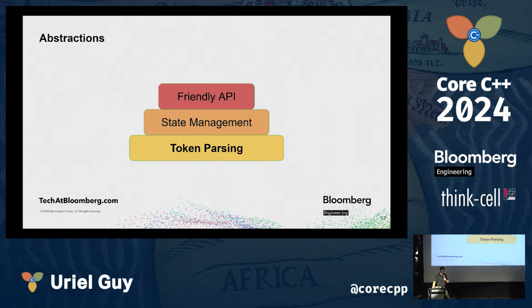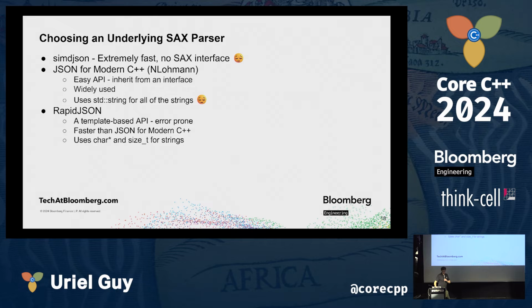The first thing that we have to do: there are three general levels of abstraction here. One is token parsing, which is taking all of the data from the underlying library and dealing with it. The next one is state management, and once we have all of those, we can start talking about how to build an API that users would actually enjoy using. So, token parsing. I have looked at three different libraries for the underlying layer because I don't really want to parse JSON myself. People have done that before. I just want to get the tokens.